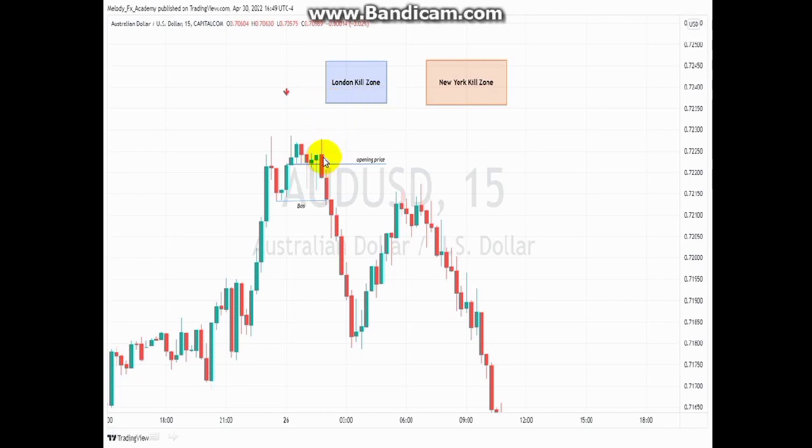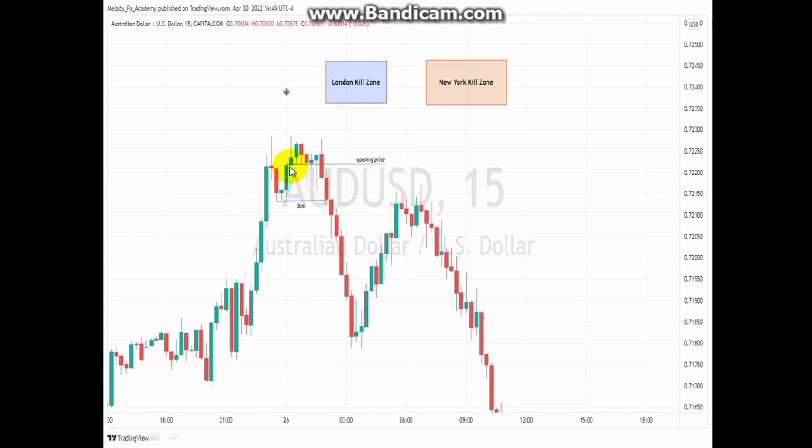So price was just dropping one way. Okay, so now something drew my attention. Remember, we are looking for one of two things, right? We are looking for displacement or a run on sell side liquidity for our buy side, for our bearish days.